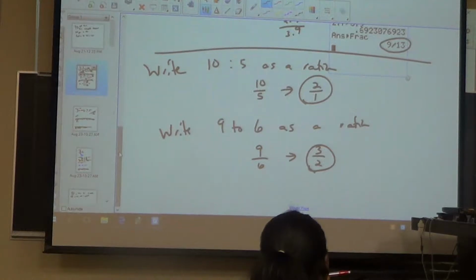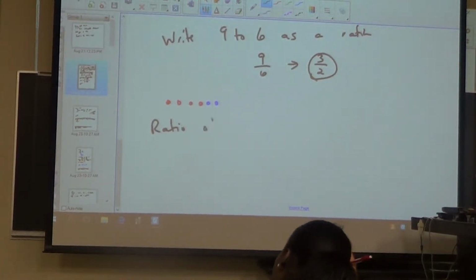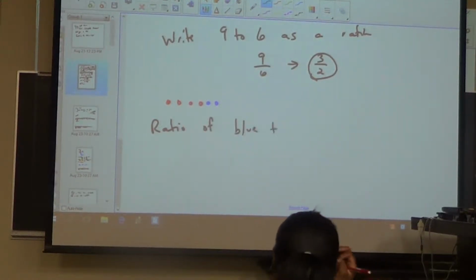Now, then they get harder. Ooh, 1, 2, 3, 4, 5, 6. What if I said, write a ratio of blue to red?